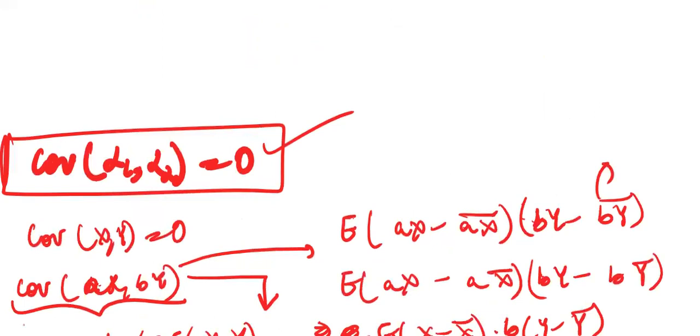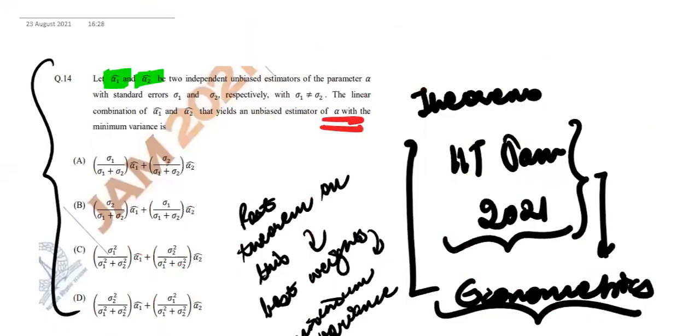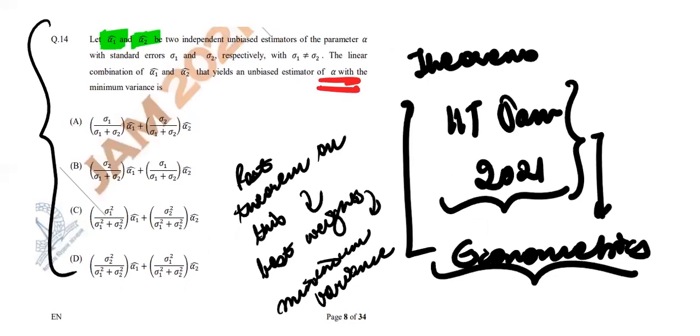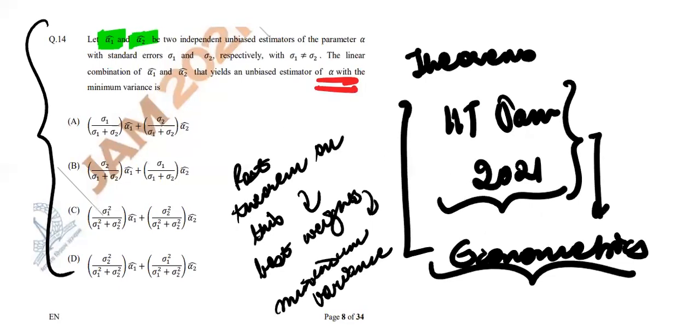Okay, then let's go to the question now. The question has given us 4 options and we are supposed to find out what would be the right choice as to which of these will have the minimum variance. So let's just try and see which will have the minimum variance.